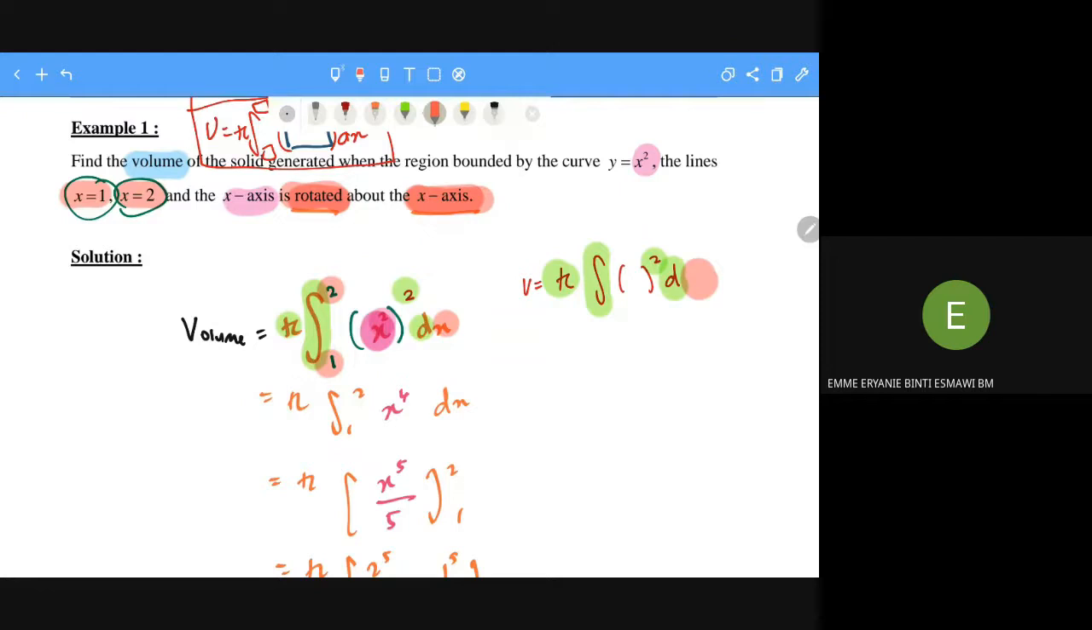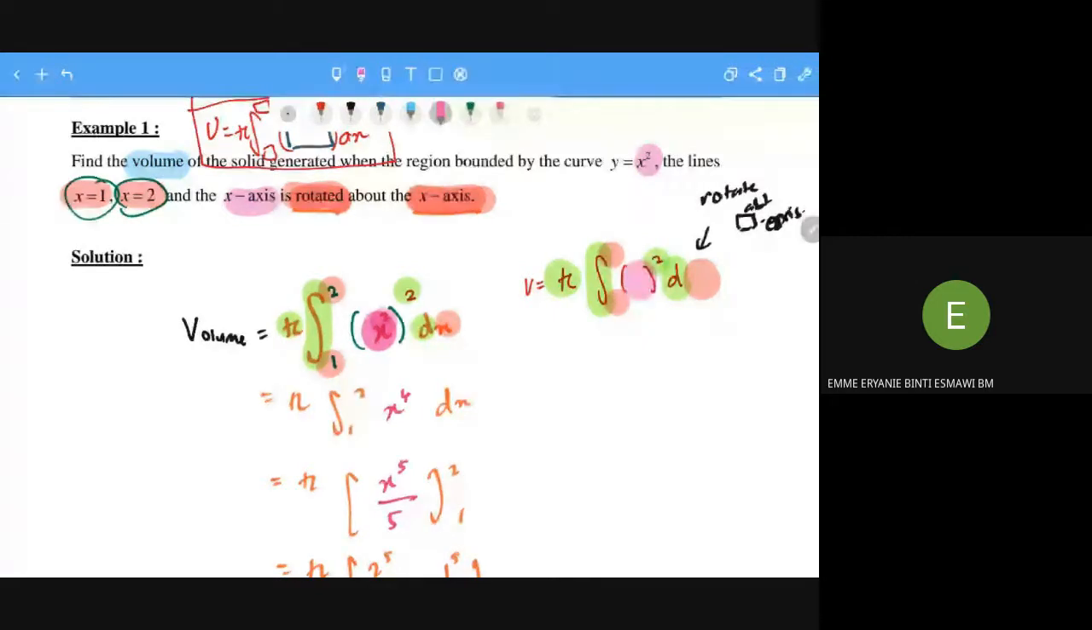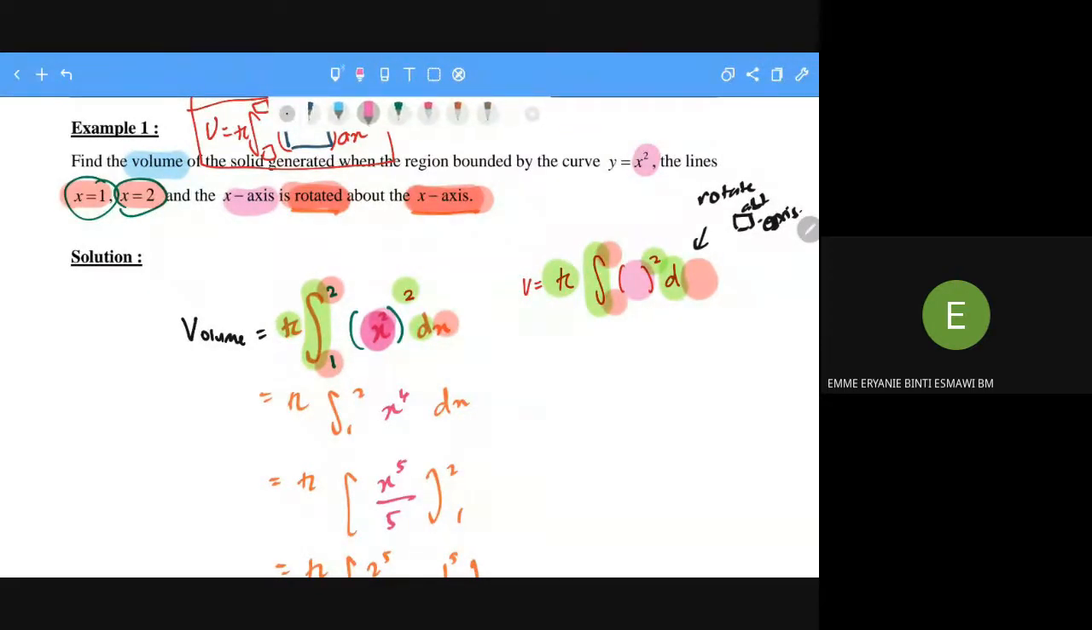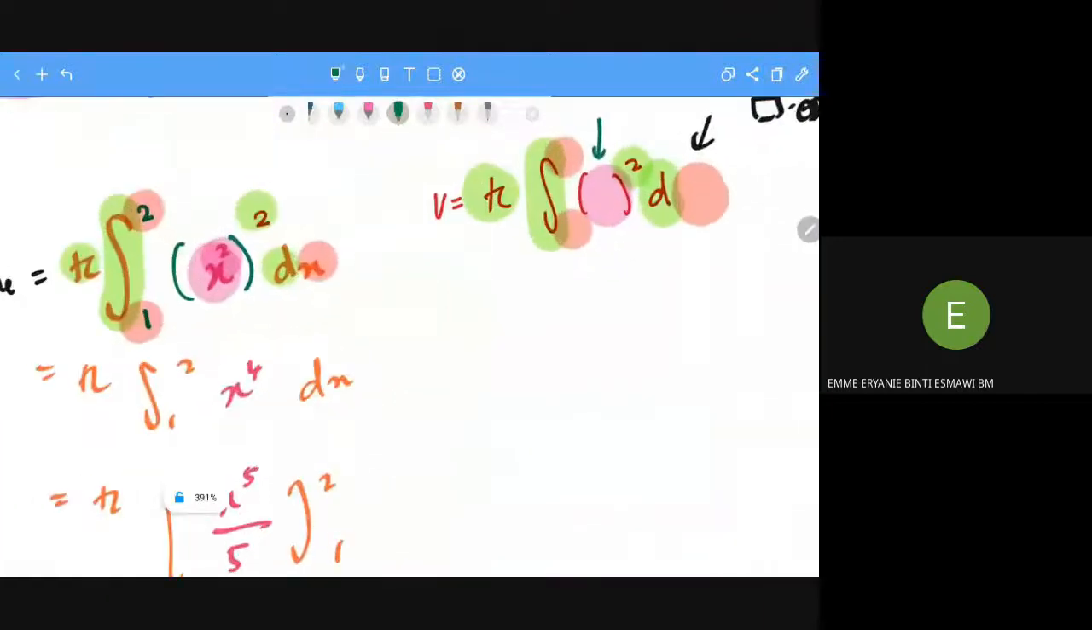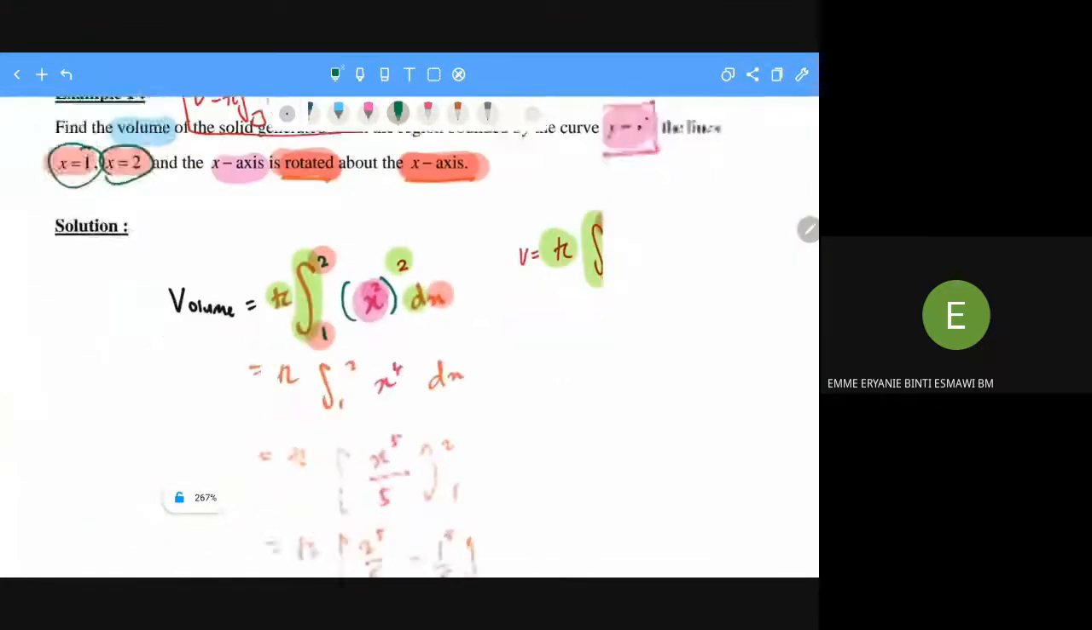Okay, yang dekat question tu, tengok. Rotate about what axis? Look at the question. Okay, so from there juga kita letak limit. Limit yang diberi dalam question. Okay, lepas tu yang ni kita letak dia punya equation. The only equation yang diberi dalam soalan itu. Okay, itu saja sebenarnya. Okay, once you have written down this formula yang betul, dapatlah markah sampai bawah.